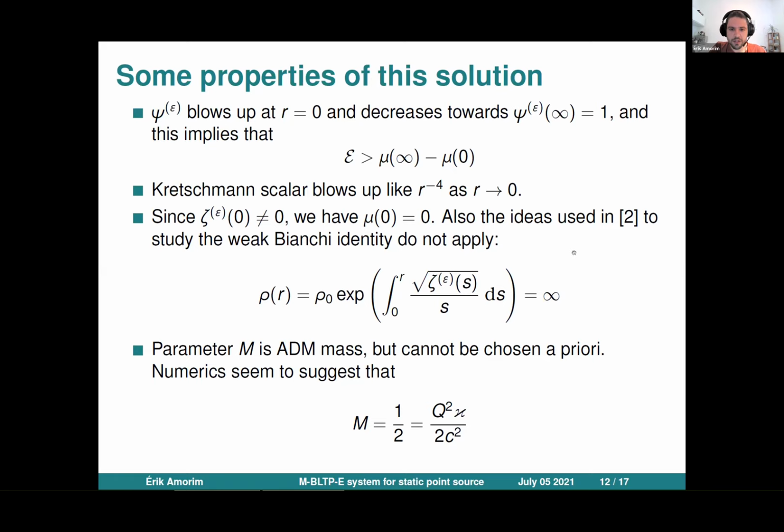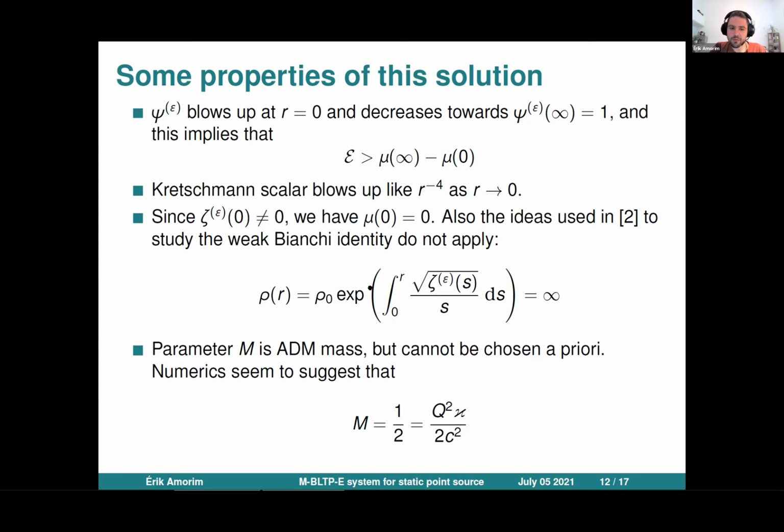I don't know if the weak second contracted Bianchi identity holds in this spacetime, but the techniques from that paper cannot be applied here. And another problem with this, the last thing I will mention, is that the parameter m that appears in here is the ADM mass, but it cannot be chosen a priori. The solution just says that there exists some parameter m, potentially depending on epsilon. If you do some numerics, it looks like it's 1/2, but I could not prove that. So there is work to be done here.